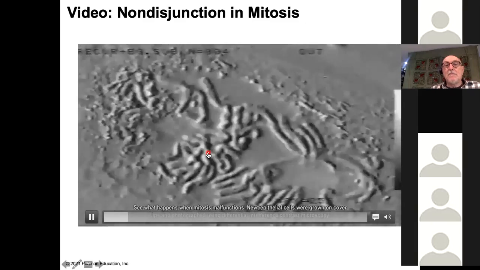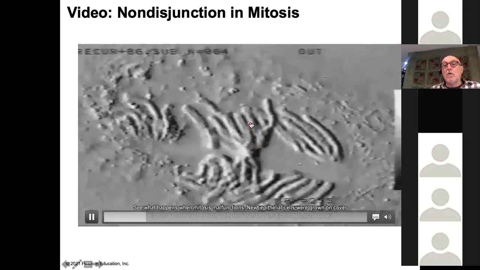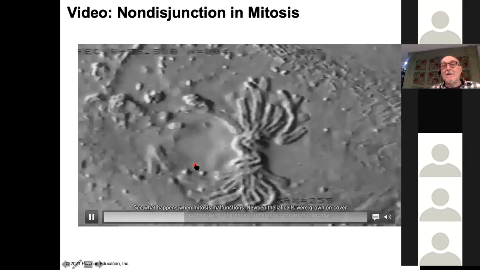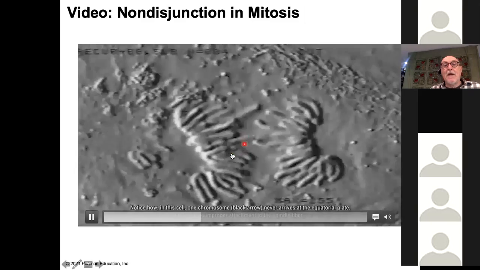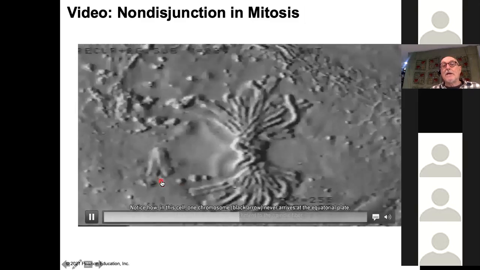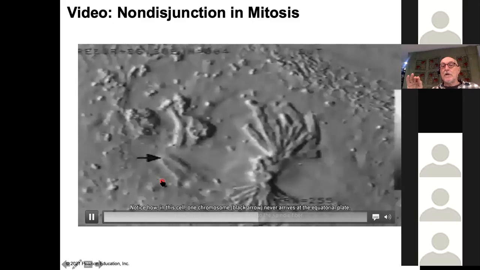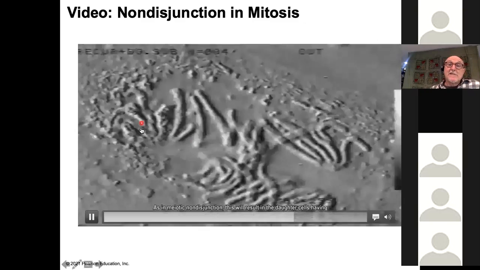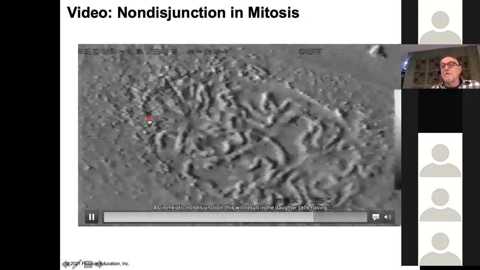Let's see again. These are all segregating properly, but it's hanging around behind. Even that one joins up, and there it is. Now it's going to be included in the new nucleus, and it's going to give this nucleus the wrong number of chromosomes.